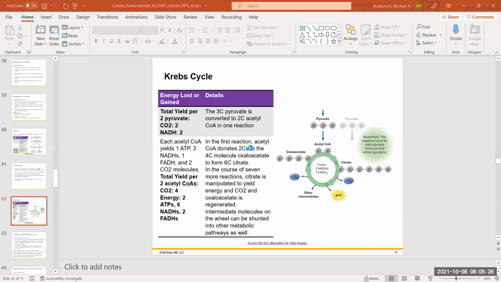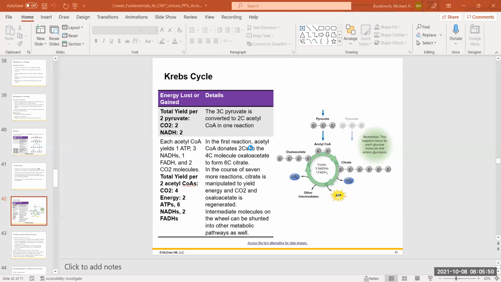What about the other ones, the century and the, see all those? These are just part of the cycle that regenerate the oxaloacetate. This is a cyclical cycle. It's a cycle. You form your first product citrate. The rest of the cycle is to regenerate the oxaloacetate so you can do it again. You pass go, collect your dollars, and do it again.